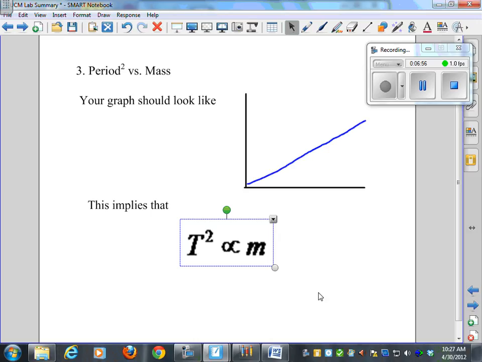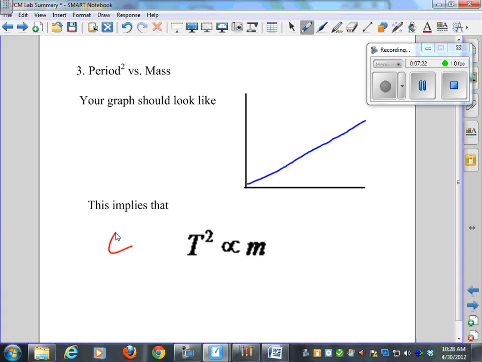In other words, T squared is proportional to m. The bigger the mass on the end, the slower it goes. Imagine a big heavy brick at the end. It's going to go pretty slow. Get a little tiny marble at the end, and it's fast. That's part C.